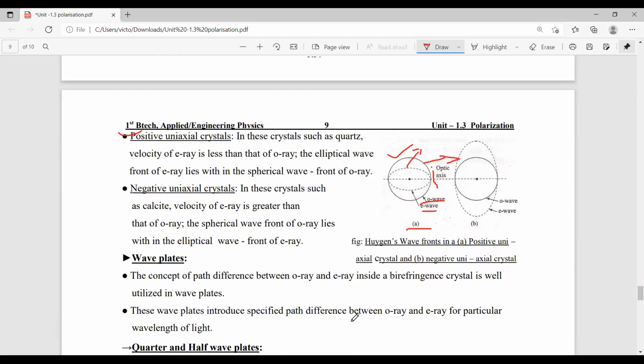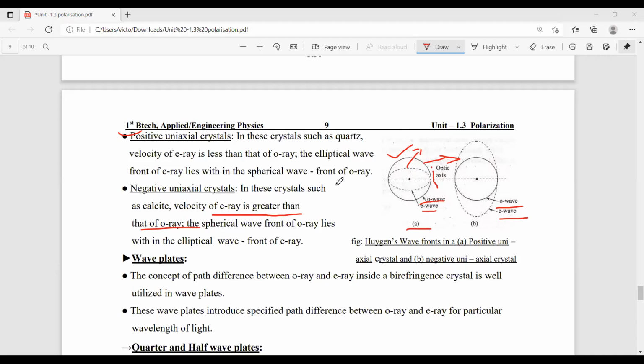And what about the negative crystal? When you observe the figure, here the dotted lines are in the shape of an ellipse. So E ray moves faster as compared with O ray. So this is the shape of the negative uniaxial crystal. That means the velocity of E ray is greater than that of O ray. That's why the spherical wavefront of O ray lies inside the elliptical, inside the elliptical.